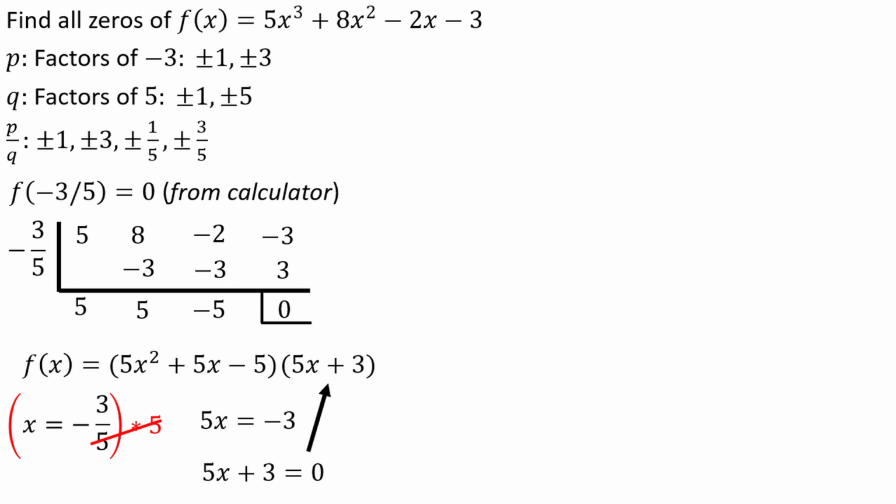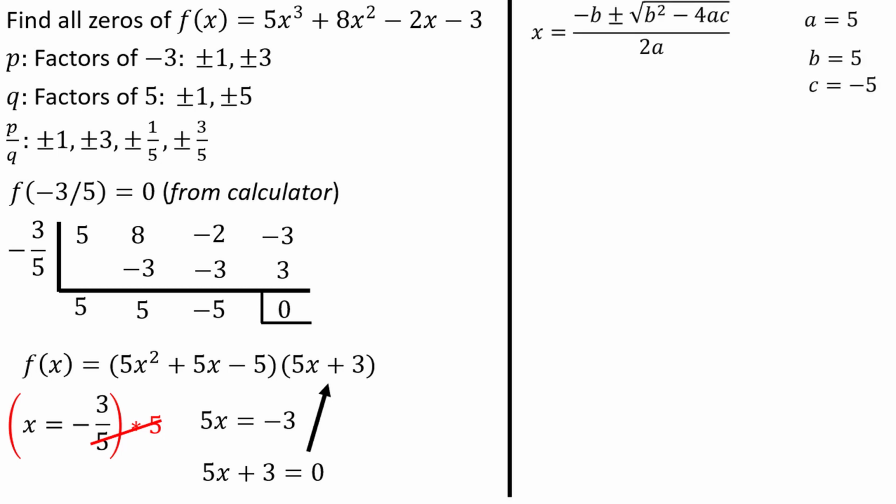Now, we would ideally want to factor 5x squared plus 5x minus 5, which would require us to find two numbers that multiply to negative 25 and add to positive 5. But I can tell you right now, there are no such numbers. We will need to instead use the quadratic formula. We have negative b, which is negative 5, plus or minus the square root of b squared, which is 5 squared, minus 4 times a times c, which is 4 times 5 times negative 5, all divided by 2 times a, which is 2 times 5.